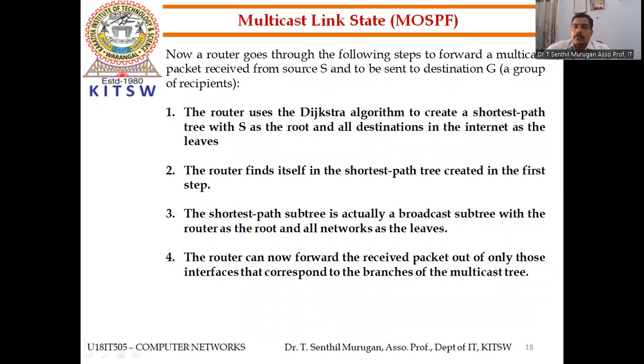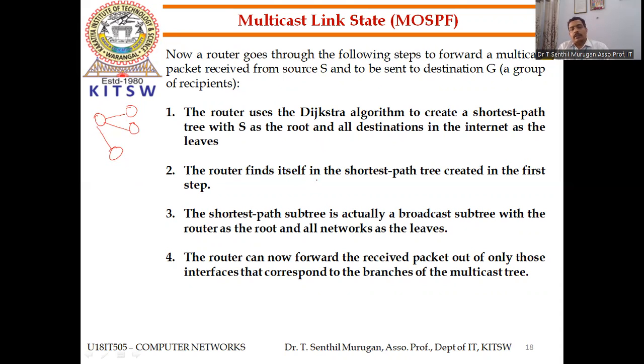Clear. Now we are going to discuss the multicast link state route, and how it works for the multicasting concept. A router goes through the following steps to forward the multicast packet received from the source S and sent to the destination G. First, the router uses Dijkstra's algorithm to create the shortest path tree with S as the root and all destinations in the internet as leaves. Dijkstra's algorithm, which we have already discussed, finds the shortest path. So it will identify the shortest route for the particular group which is connected to a particular source.